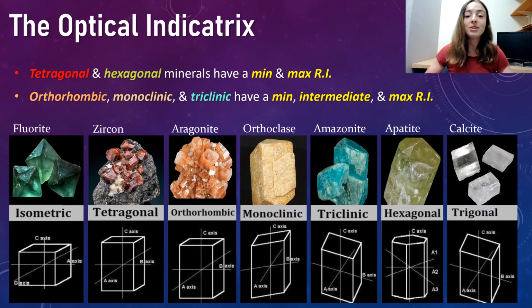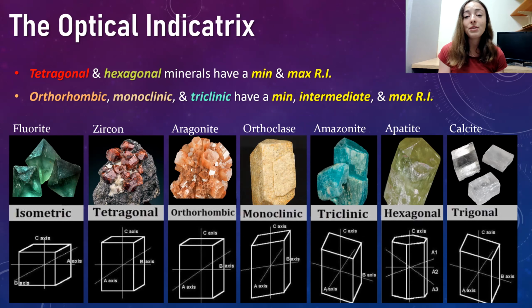So now you're probably wondering, what the heck is an RI value? Well, that is the refractive index. If you're not sure what refractive index means, I talk way more about it in the part 1 optical mineralogy video if you want to check it out. But for the purposes of this video, you can just think of it as how much the mineral causes the light passing through it to slow down.